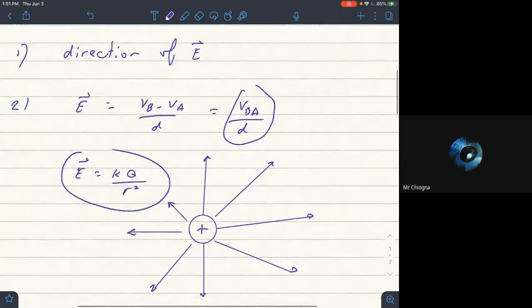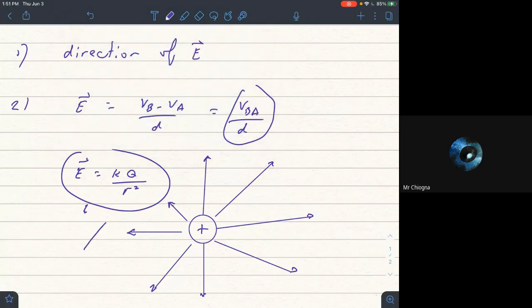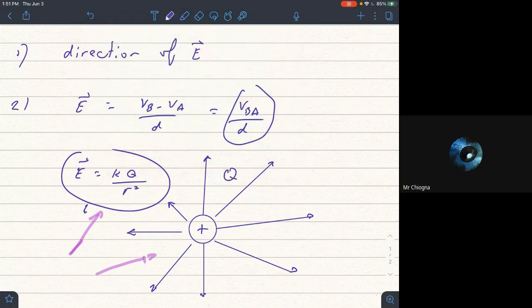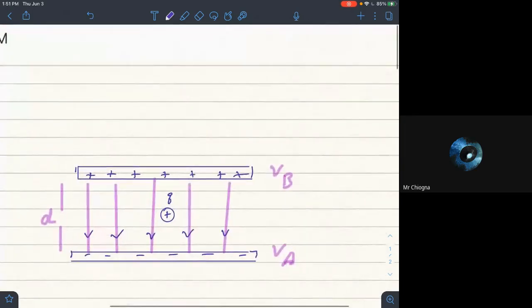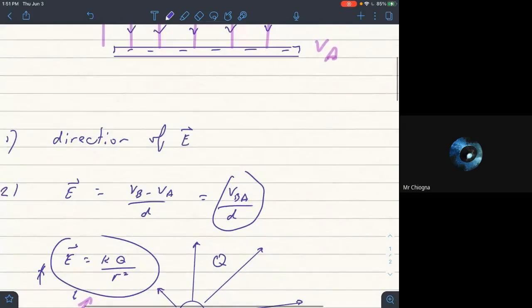You can only apply this equation in the case of a point charge. That's your big Q. You cannot apply this equation to the parallel field lines, to the plates. For that, you need what we just wrote down, this equation here.